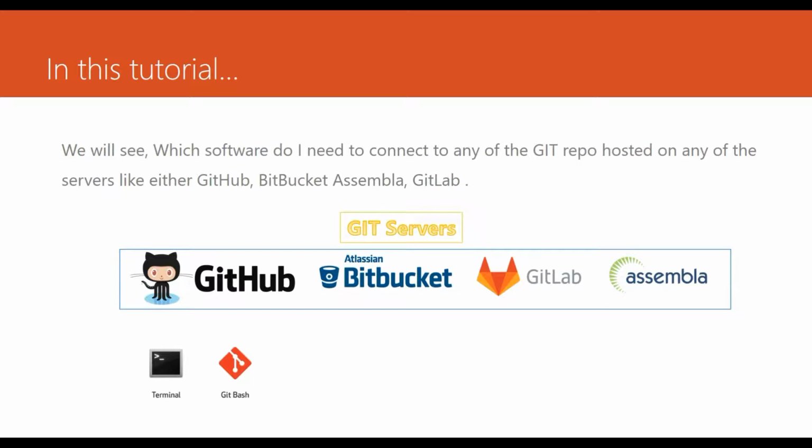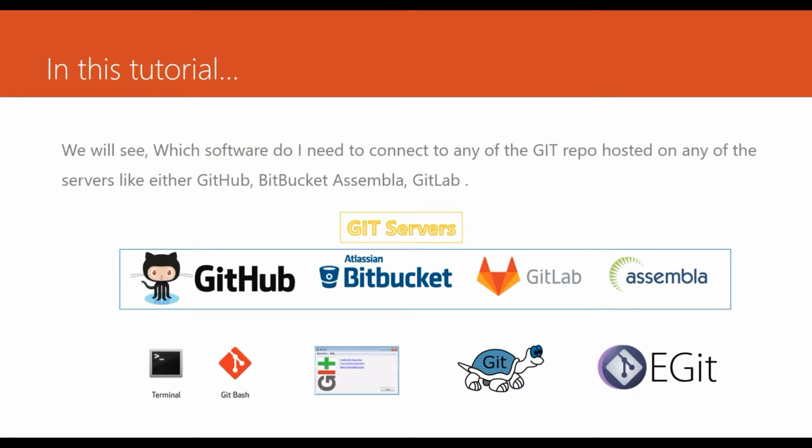I can go to the website of GitHub like github.com or Bitbucket or GitLab, but that is not a very smooth solution, because I cannot do all the operations using a browser. So I need some interface, like a command interface or GUI interface. The first one is the terminal, or Git Bash, which is my command interface to connect to GitHub, and the second one is Git GUI. Next are TortoiseGit and EGit. These are used for different purposes.